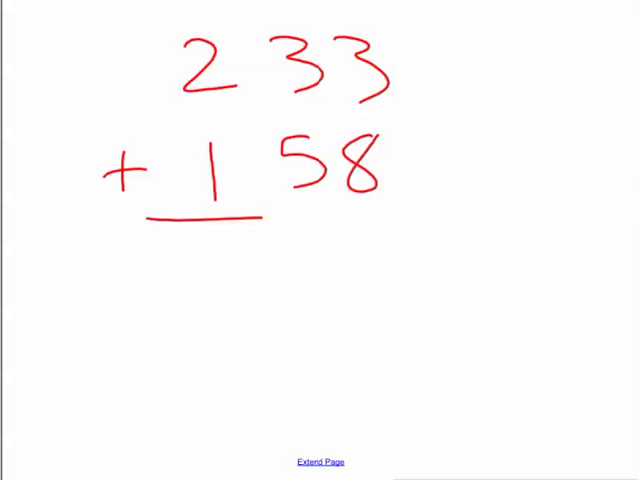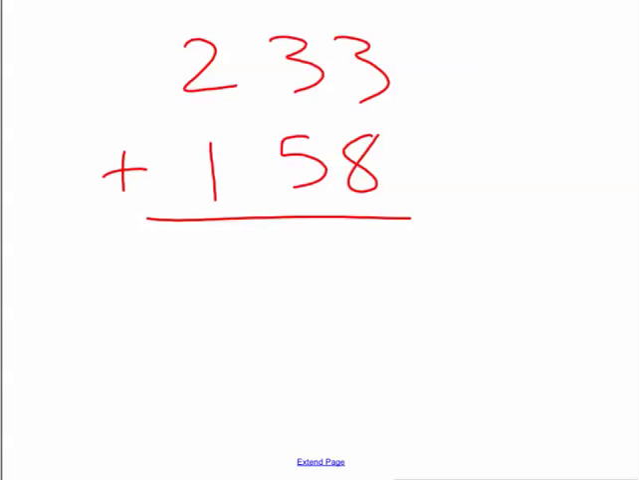Another problem that displays the partial sums method would be 233 plus 158. Again, on the left-hand side of this problem, I'm going to display my thinking. As students gain more familiarity with the partial sums method, they feel like they're no longer needed to show this thinking, and that's perfectly fine, but I'll go ahead and show it for this video.